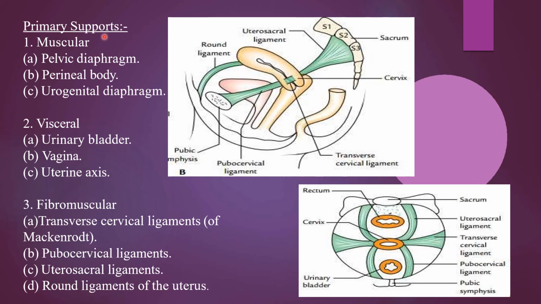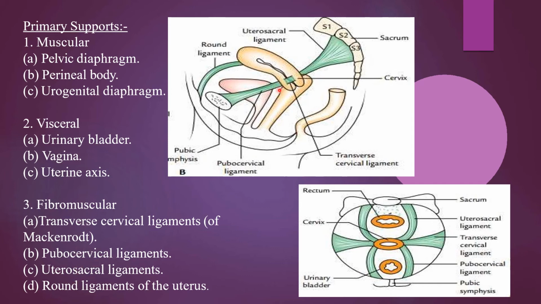Coming to the primary support or chief support, they are muscular, visceral, and fibromuscular. The support of the uterus also is another question commonly asked in the examination. Muscular supports are pelvic diaphragm, perineal body, and urogenital diaphragm. Visceral supports are urinary bladder, vagina, and uterine axis. The fibromuscular supports are the ligaments, the true ligaments: the transverse cervical, pubocervical, uterosacral, and round ligaments.